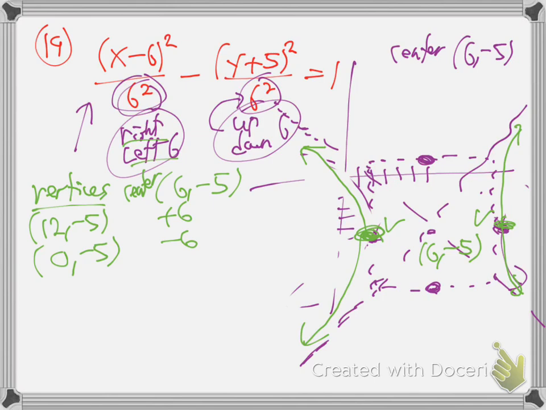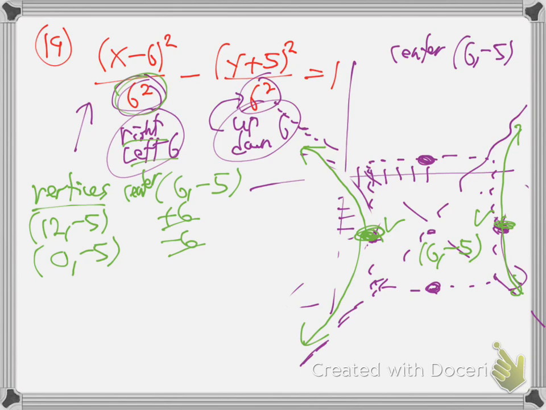See what I'm doing? So I took the center, 6, negative 5, and I know it's left 6, right 6. How do I know? Because that's what's under x. Left 6, right 6. So I added 6 and subtracted 6 to the x-coordinate of the center. Got the two vertices. Let's find the foci points.